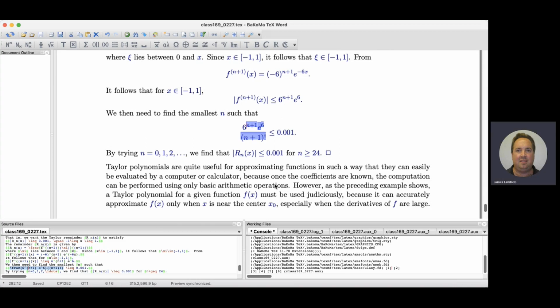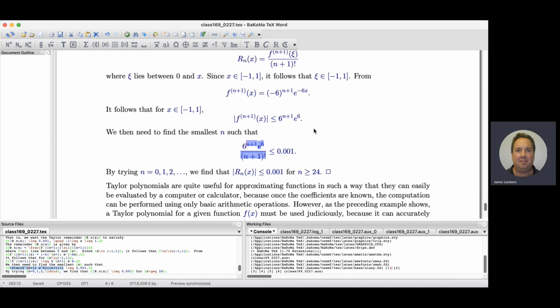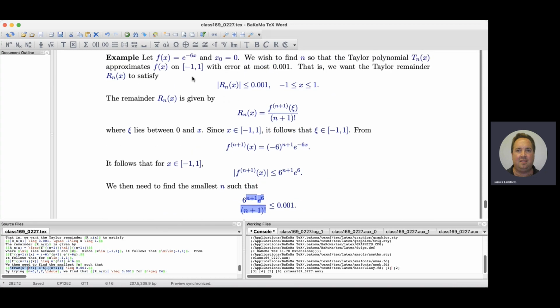But again, keep in mind, it's only a good approximation when x is sufficiently close to the center, especially when the derivatives are large, and that's what we have in this example. Because we have e to the -6x, when you take derivatives, you're multiplying by 6. So as x is going towards -1, this is already a pretty large number, so this is especially large.